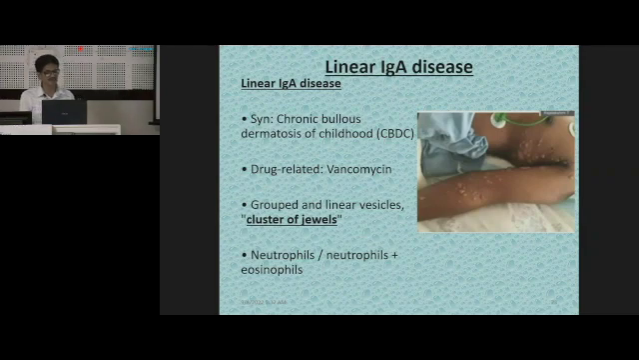That is CBDC is the acronym, and it is drug related to vancomycin, and it produces a very specific sign, that is a cluster of jewels. You can see those clusters here that are formed, and they contain neutrophils plus eosinophils.